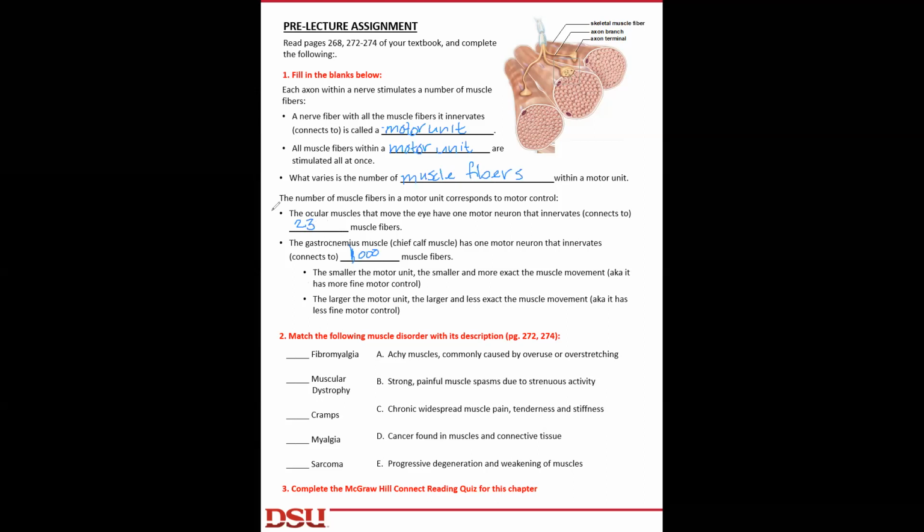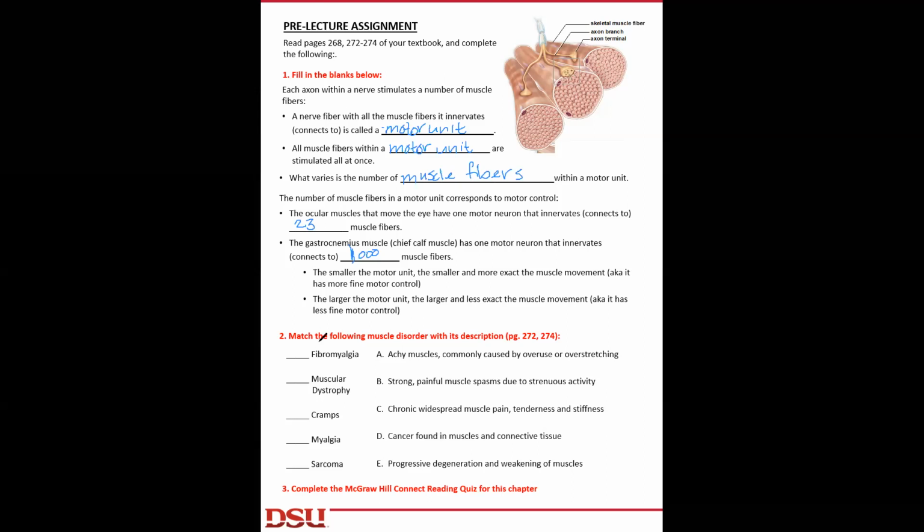So if you think about that for a minute, think about your gastrocnemius, which is that muscle in your calf. There's not a whole lot you're going to be doing with it. It's kind of going to flex or contract, relax or contract. But think about your eye muscles and all the little tiny movements that can be done in multiple directions with your eye muscle. So that means that you have fewer muscle fibers attached to your motor neuron in the motor unit.